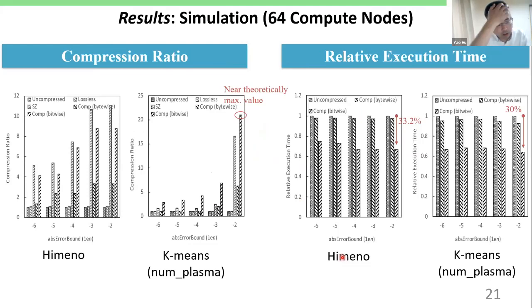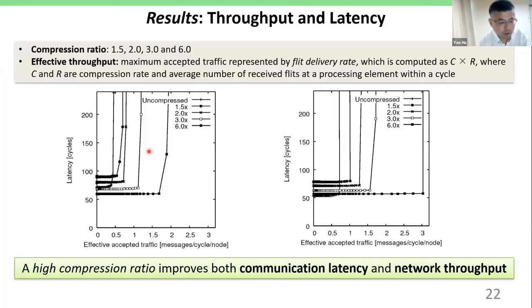And here are the results of the simulation on 64 compute nodes. These results are consistent with the result of the evaluation on the real machine. And next, this shows the result of the throughput and the latency by using different compression ratios. And this shows a high compression ratio can improve both communication latency and network throughput. And this is the general purpose evaluation for the proposed compression algorithms.